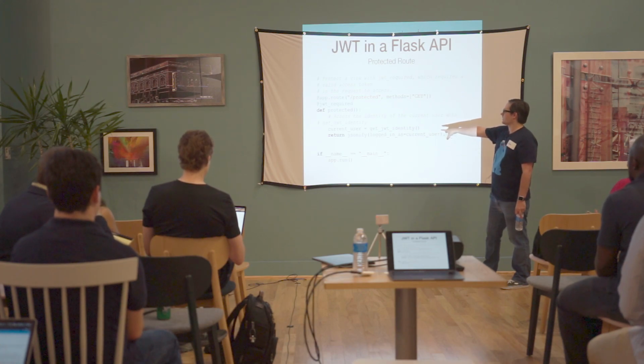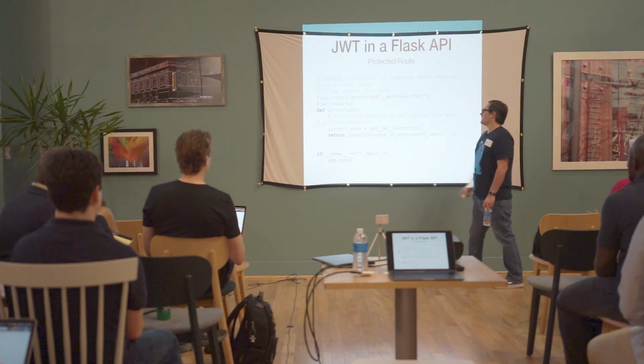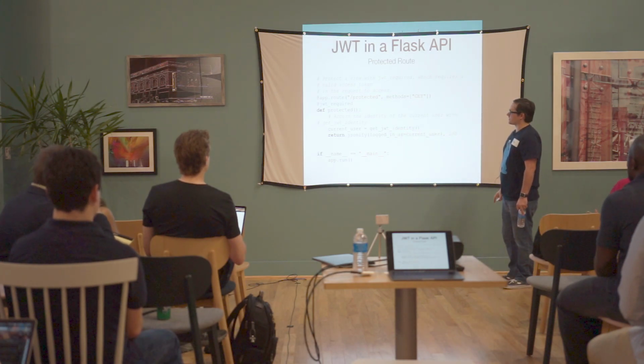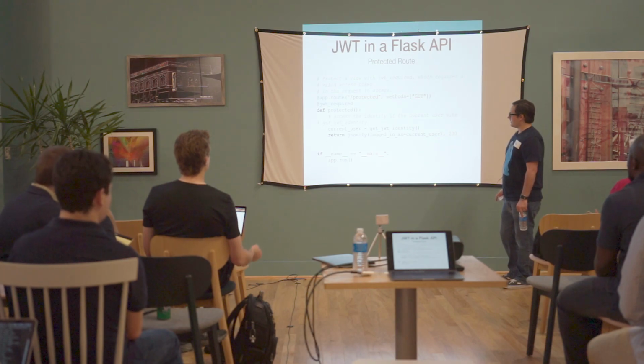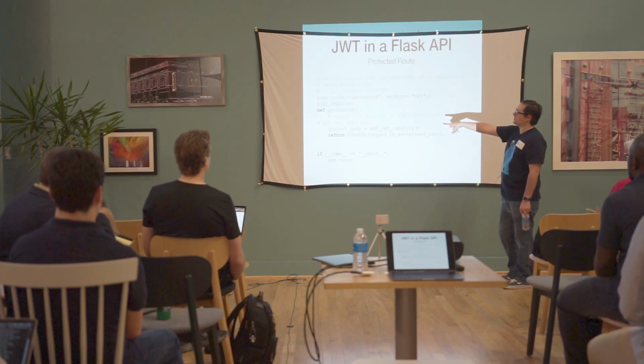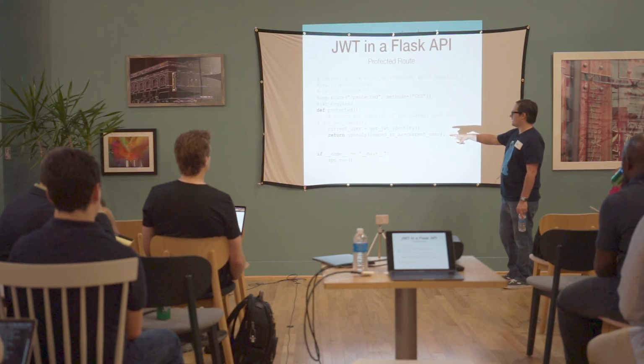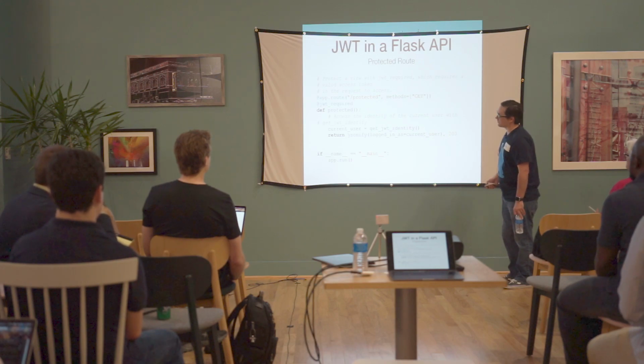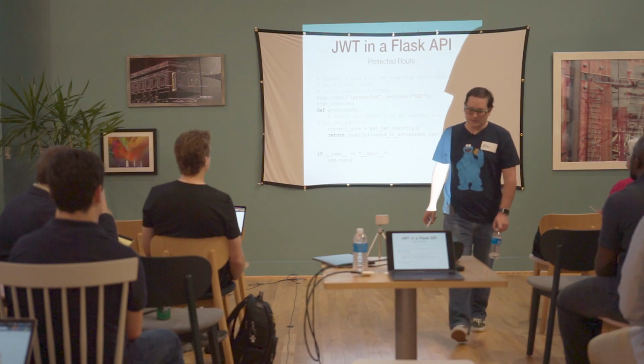We set our current user with this function, get JWT identity. That's another function from the JWT extended, which will just save whatever the identity is. So we said it was the username, I believe. One sec, username. So the username will just be current user. Then we return logged in as, and then the current user. And then we got our basic Flask stuff at the bottom for running it. And let me run this for you real quick so you can see it working.